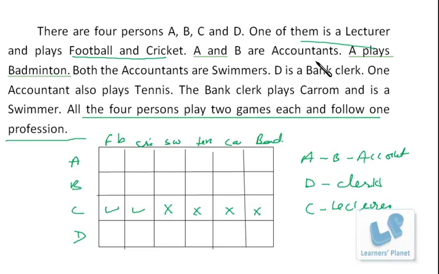Now A and B are accountants and A plays badminton. Now A has to play one more game. A plays badminton. Now both the accountants are swimmers. Now accountants are A and B. So A is swimmer and B is also swimmer. Now A is swimmer and he is playing badminton. That means at the remaining places we can put cross, right?